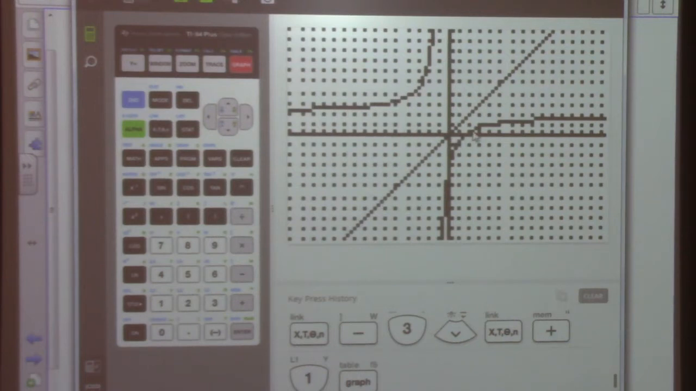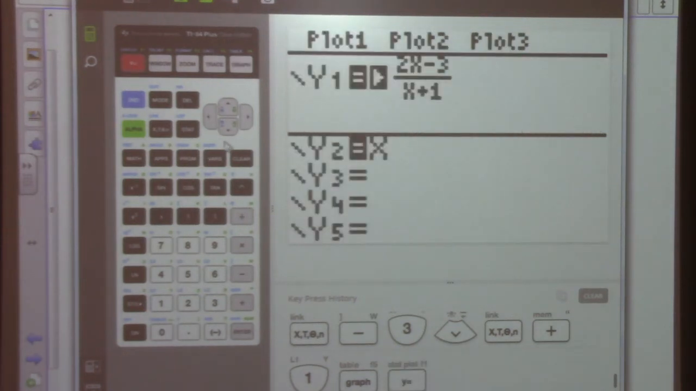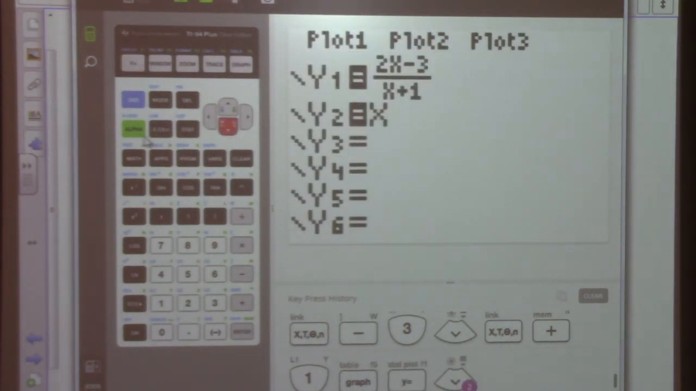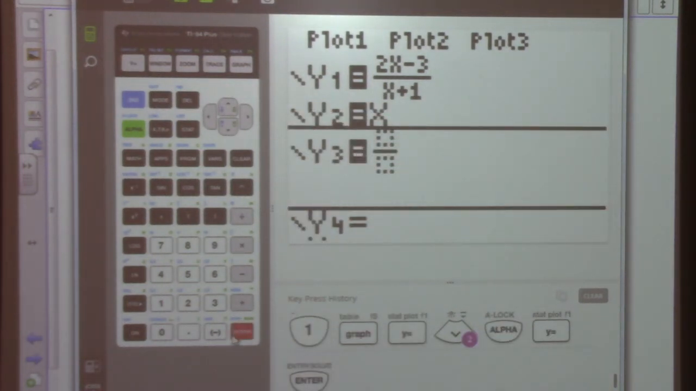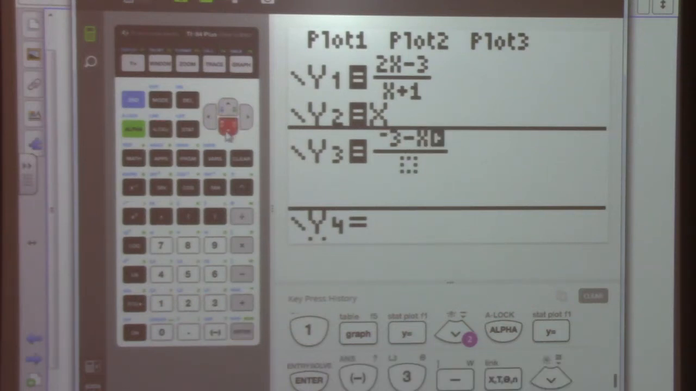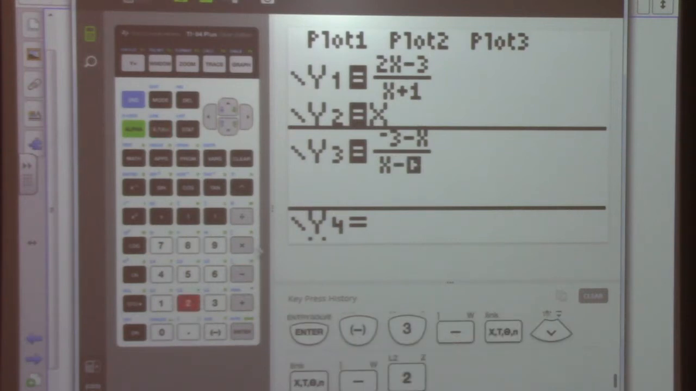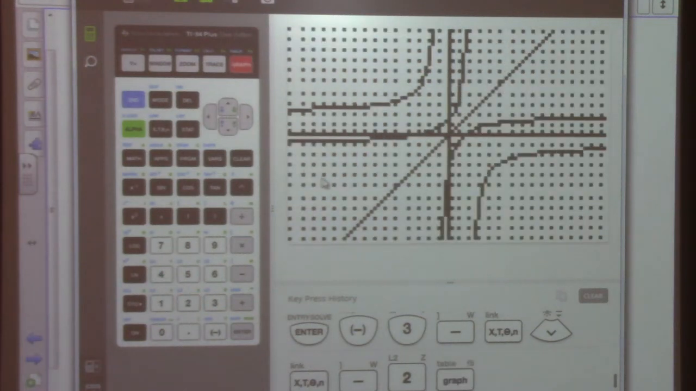Okay, what it's going to look like is this piece of the curve is going to come right over here, right? And what is this piece of the curve going to do? It's going to come way down here like this. See that? So we go back to y equals, and we put in negative 3 minus x, and all that is over x minus 2, and then we graph this. Does this look right? Yeah, it looks right.